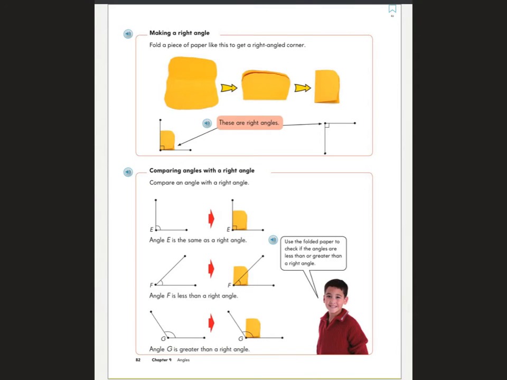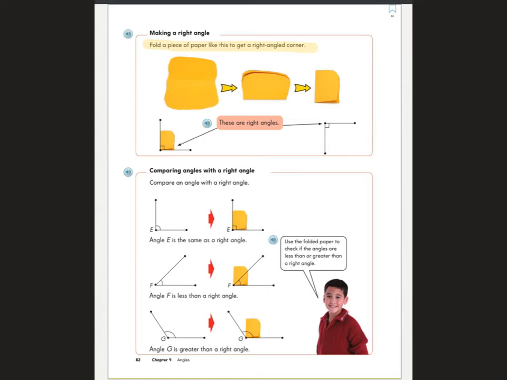Okay, next up, let's review what a right angle is. We can go ahead and try this activity even though we're at home. What I want you to do is take any piece of paper and fold it just like is shown up on the top of page 82. It says fold a piece of paper like this to get a right angled corner.